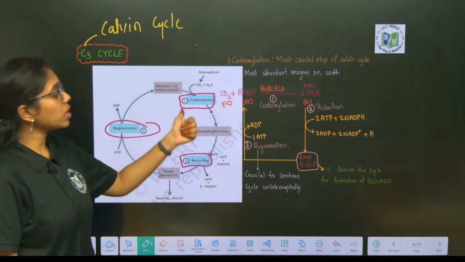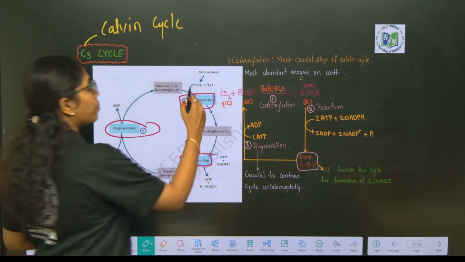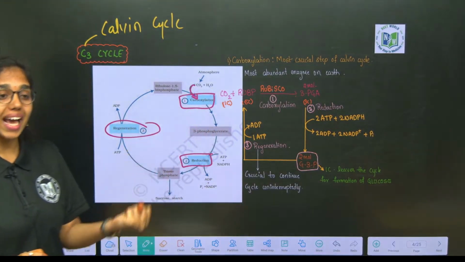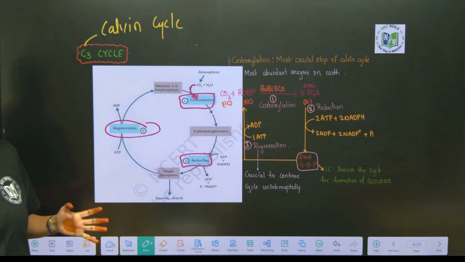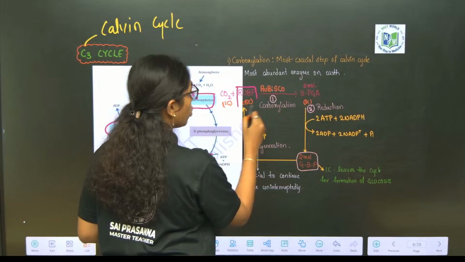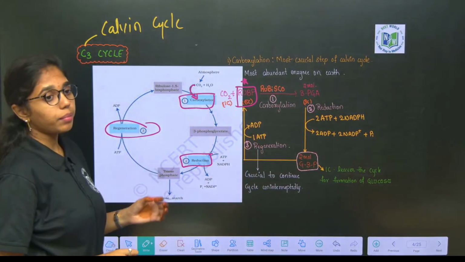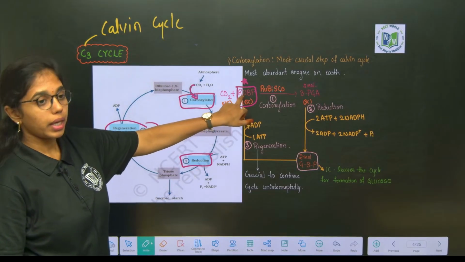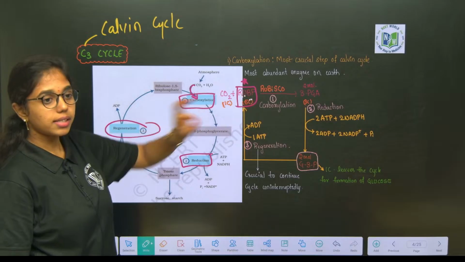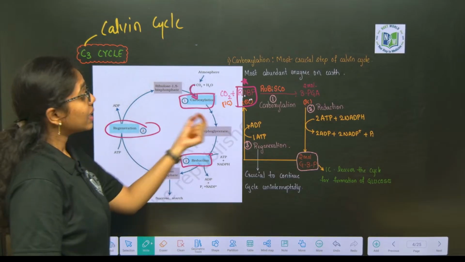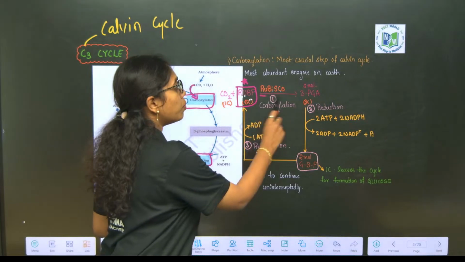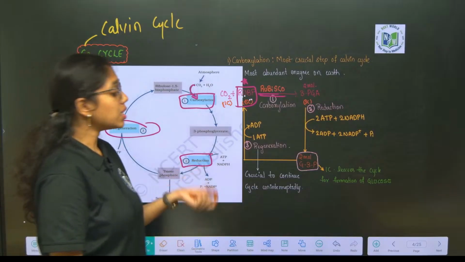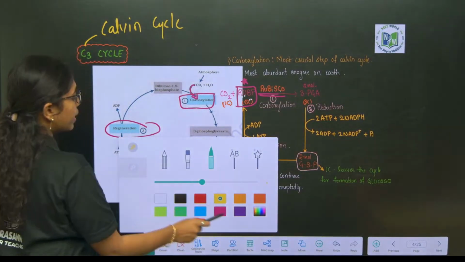Remember that. So the first step is carboxylation, where carbon dioxide enters the cell. This carbon dioxide is first accepted by the primary acceptor in the C3 cycle, which is RuBP. Remember, most important. The primary acceptor of carbon dioxide is what? RuBP, ribulose bisphosphate. That is the primary acceptor of carbon dioxide. This is catalyzed by the enzyme ribulose bisphosphate carboxylase oxygenase.